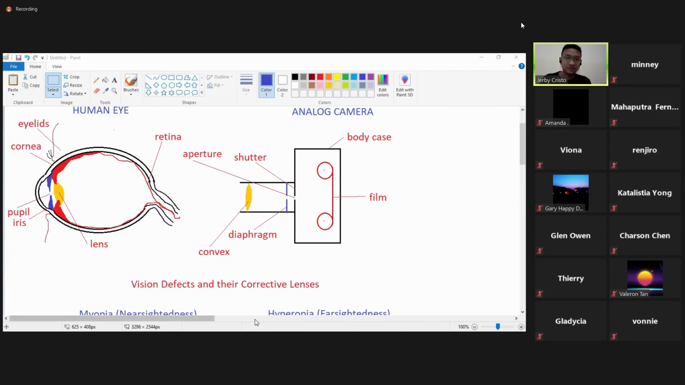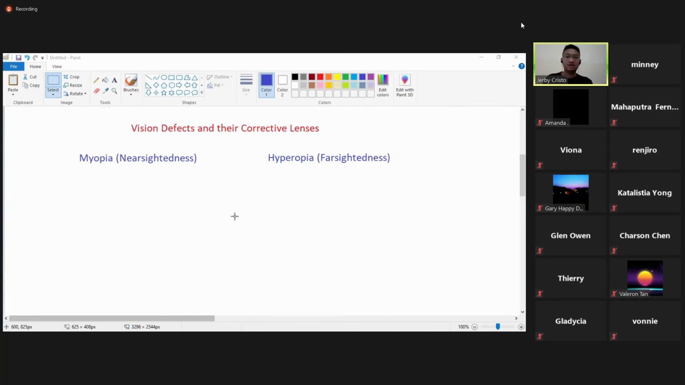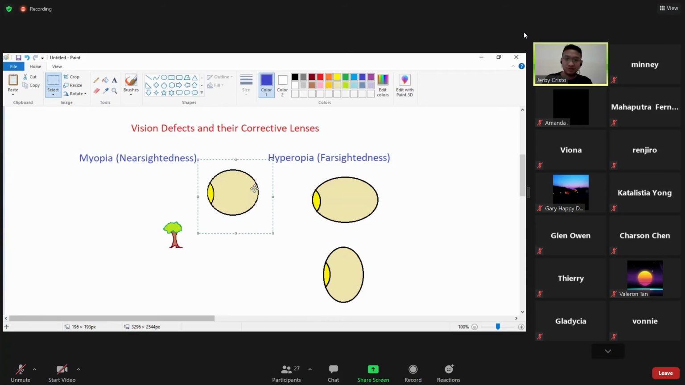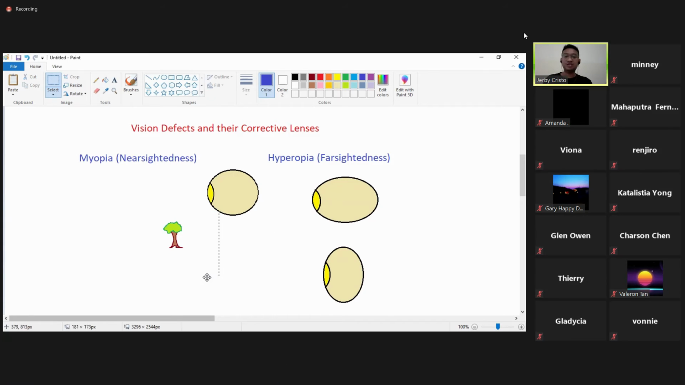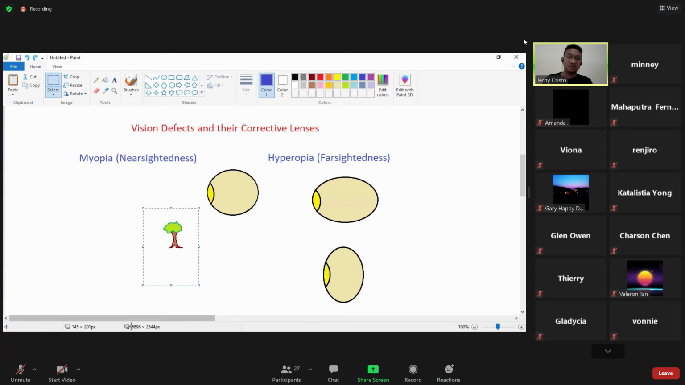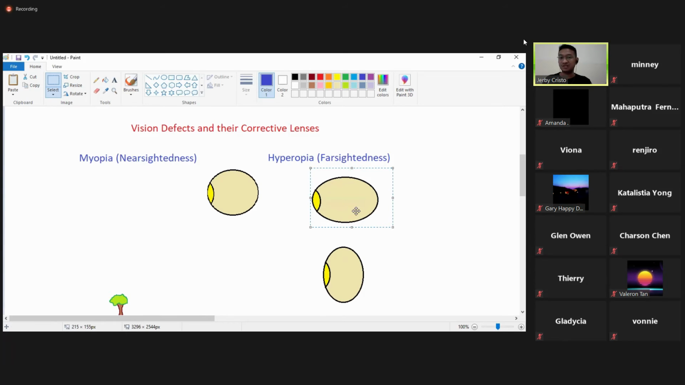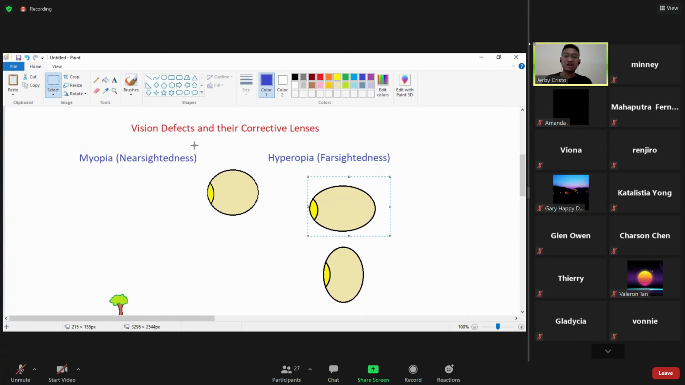So let's go back to our screen. Okay, so for the vision defects, we are referring to the shape of the eyeball. If the eyeball is in a normal shape, it looks like this. So this is a normal shape. But in some cases there are eyeballs that are elongated, like this one, and some are shortened, like this.